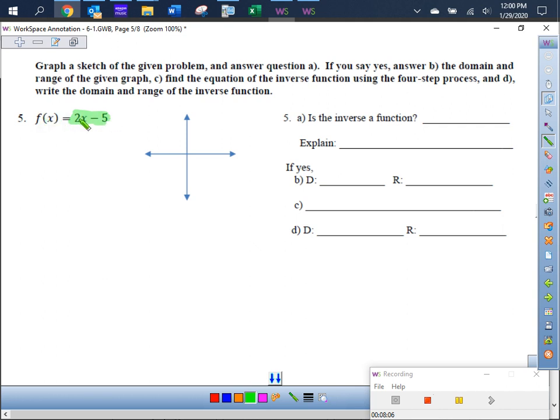Is it going to be like a parabola, or is it going to be like a cubic? And they all said line. This is a line, which I agree. It's got a y-intercept of -5 and a slope of 2. So we could just make a rough sketch of that real easy.